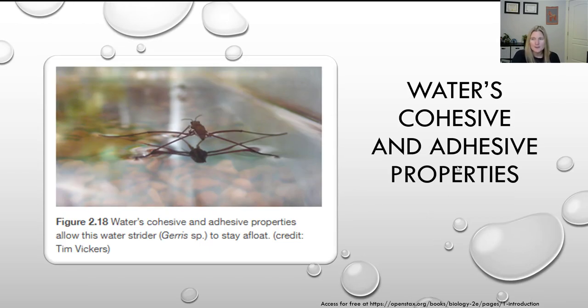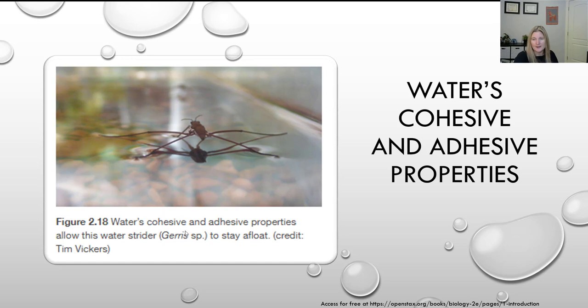So the combination of water's cohesive and adhesive properties can be very useful for life. For example, with our trees, allowing water to move against gravity up into the trunk of the tree, out into the branches. Trees don't have hearts like we do to pump things. So this is a way that they can get water to the leaves in order to do photosynthesis.